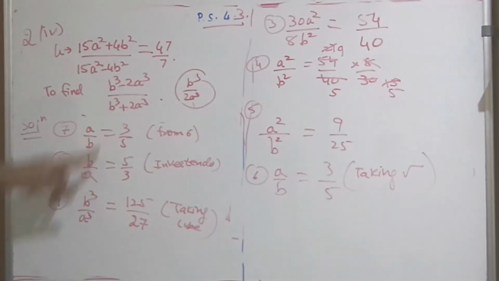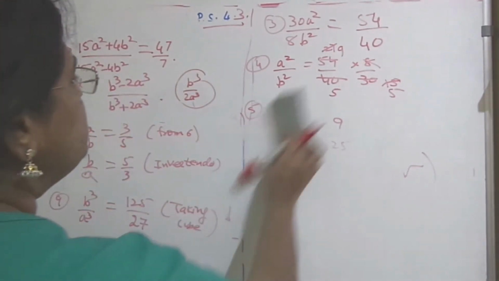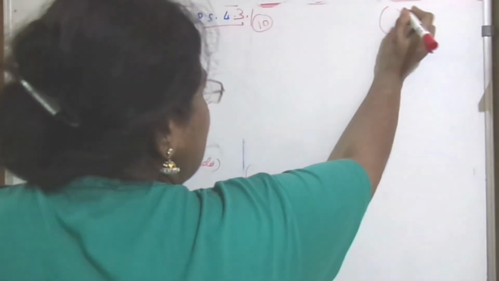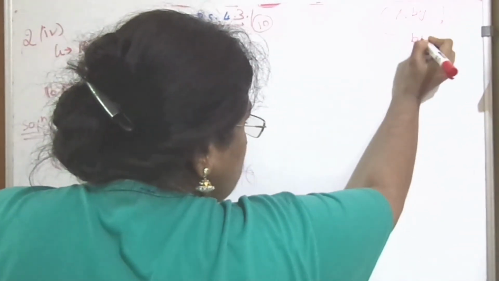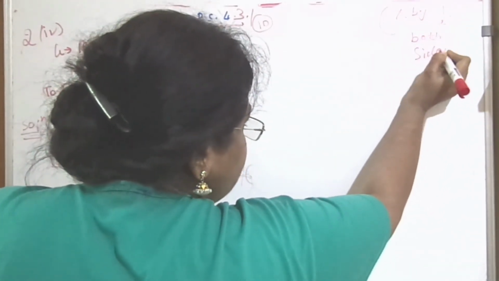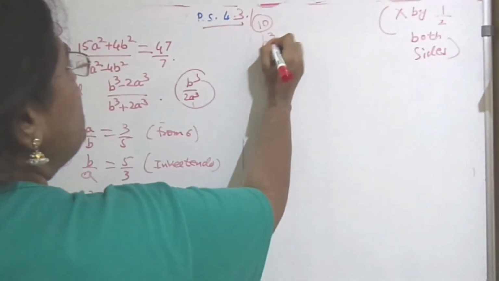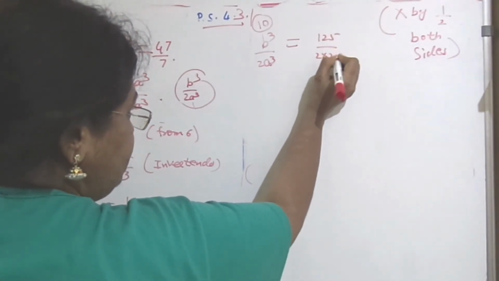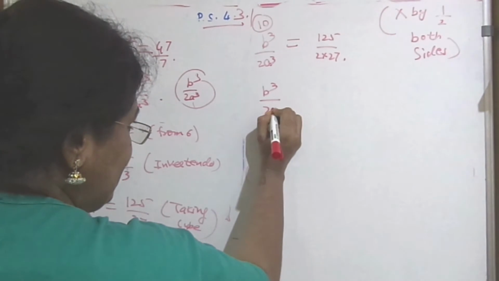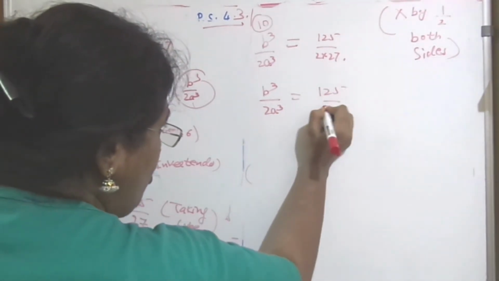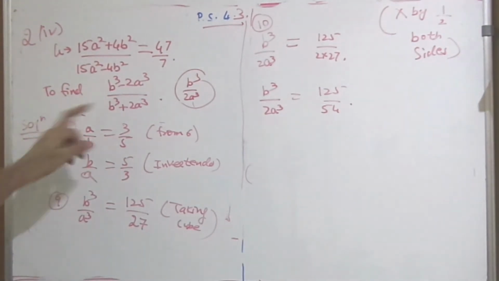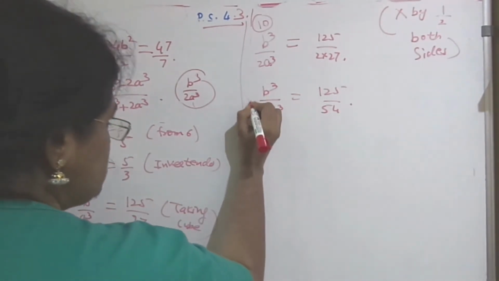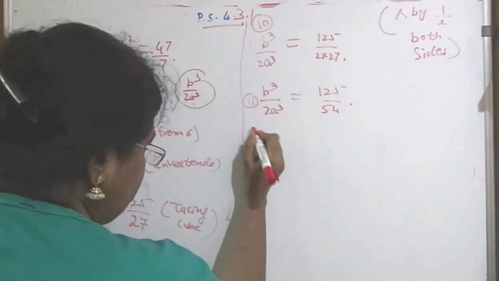Now you multiply by 1 upon 2 on both sides. So you will get b cube upon 2a cube is equal to 125 upon 2 into 27. So b cube upon 2a cube will be equal to 125 upon 54. Now if you do componendo dividendo and then invertendo, you will get this value. So let us do componendo dividendo.